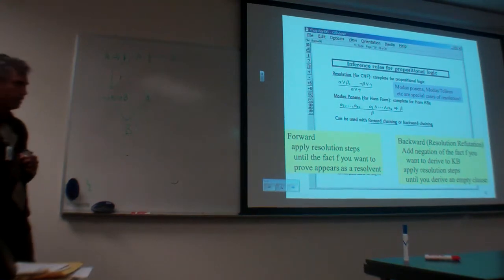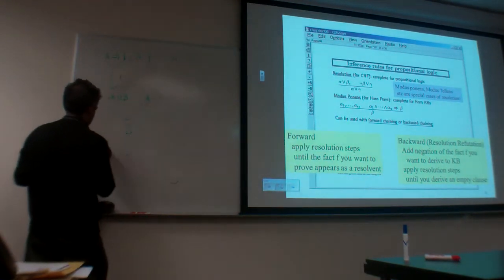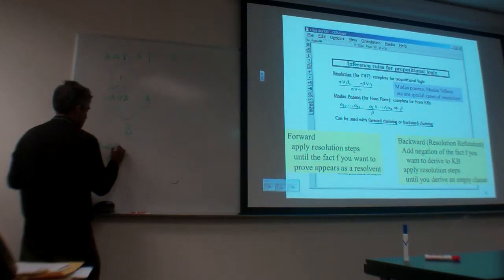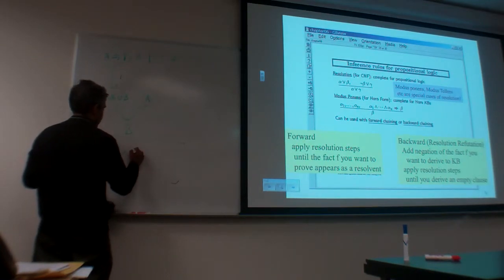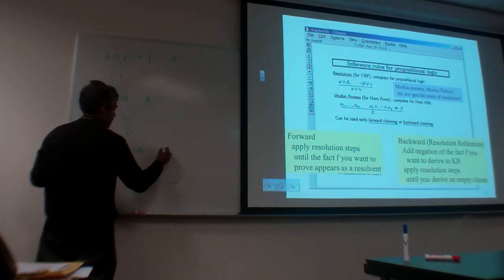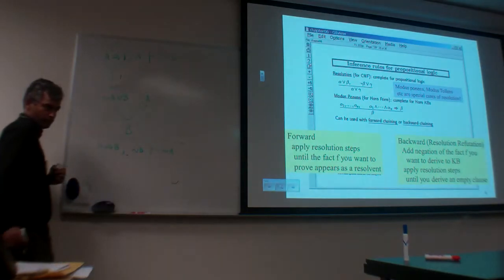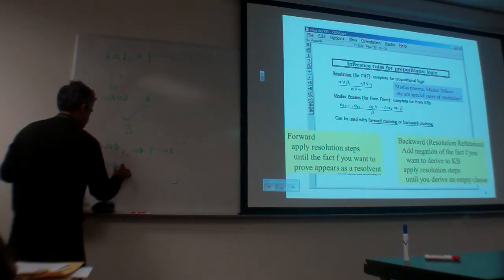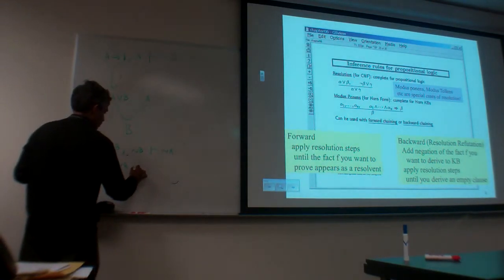Right? Okay. And what about modus tollens? A implies B and not B. You get to derive not A. So you have not A or B, and not B.